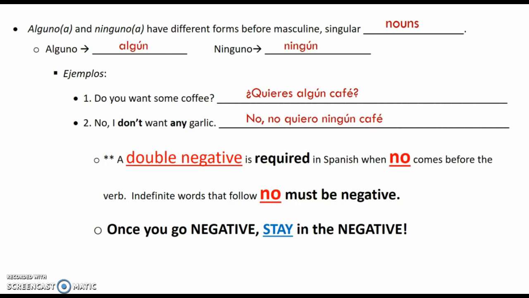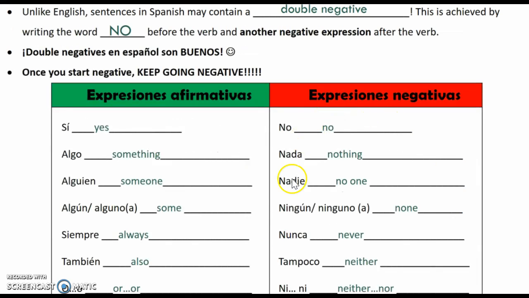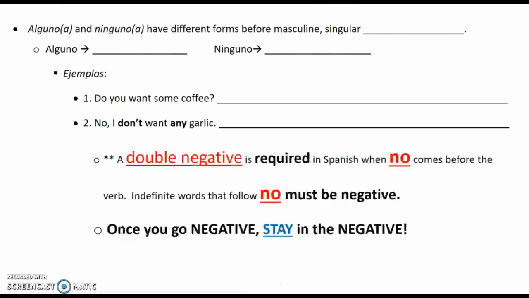A double written negative is actually required in Español when the word no comes before the verb. Any indefinite words that follow no must be negative. So in other words, once you go negative, stay negative. Don't ever add the word no with an affirmative word. So if you look on your list from the previous page, if you start in a phrase with one of these expressions, you're going to stay with one of these expressions. You'll never combine the word no with algo. Although we do that in English, they don't do that ever in Spanish.